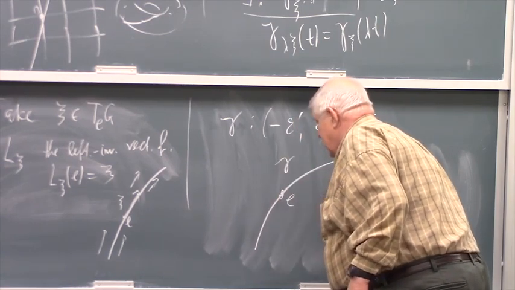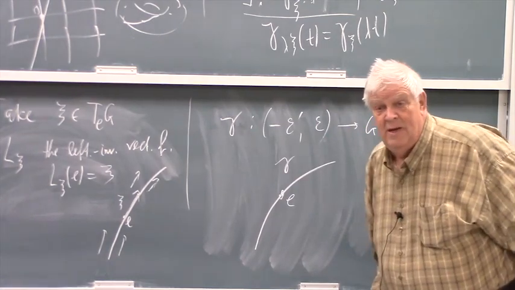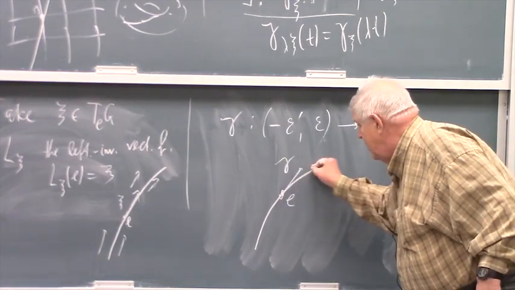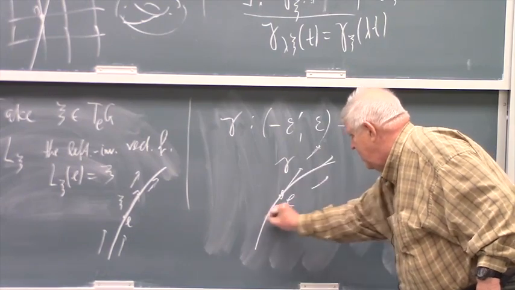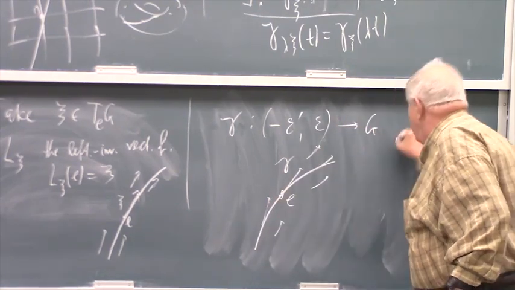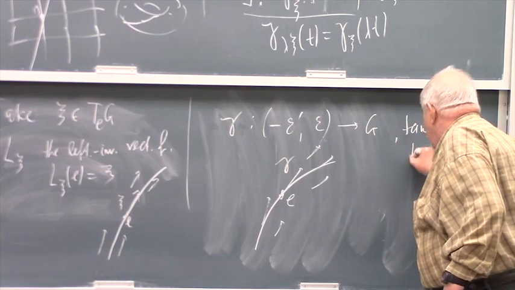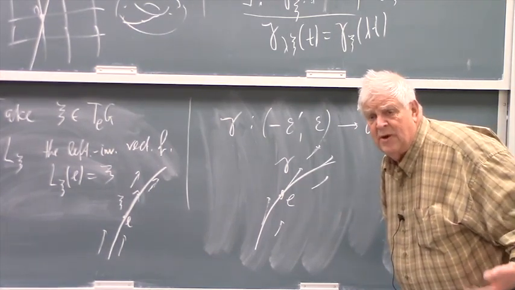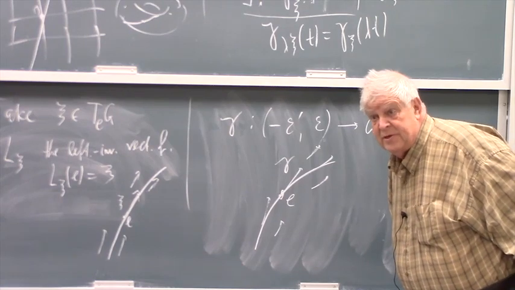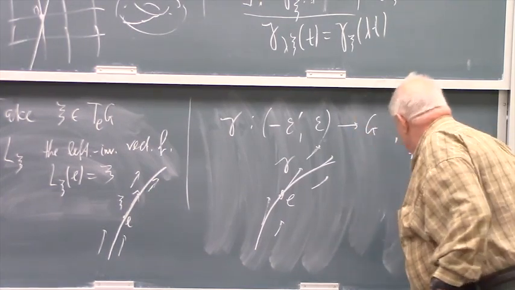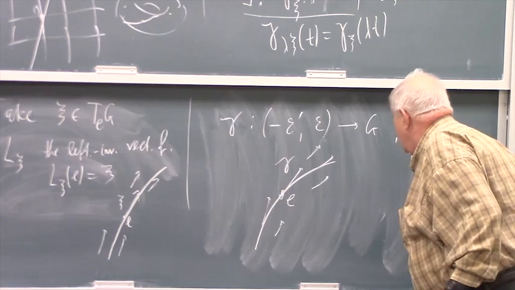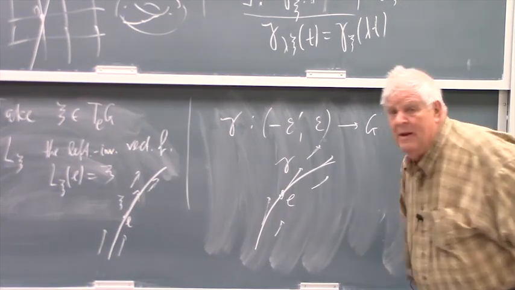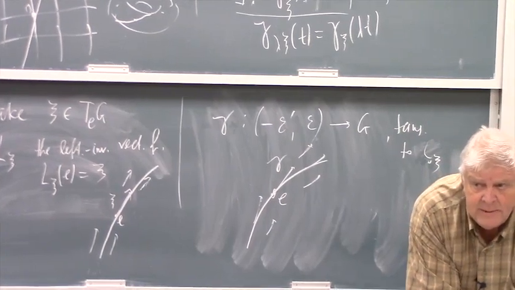This is gamma, very short. And it is tangent to my vector field in a very strong sense. So actually vectors from the vector field are the velocity vectors of this parameterized curve gamma. Tangent to L xi, excuse me. Okay?